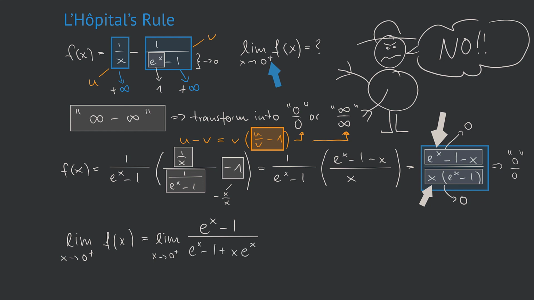Now we once more analyze what happens to numerator and denominator. As x tends to 0, e to the power of x tends to 1, and e to the power of x minus 1 tends to 0. The same is the case for the denominator.